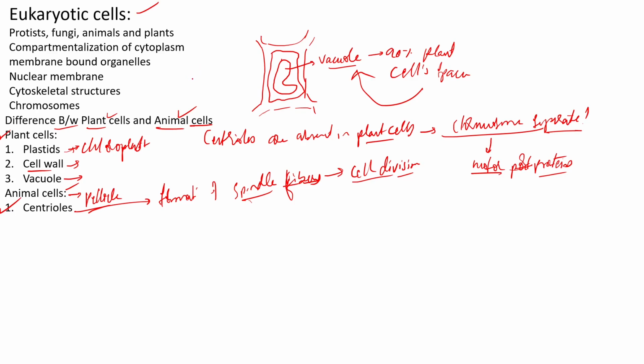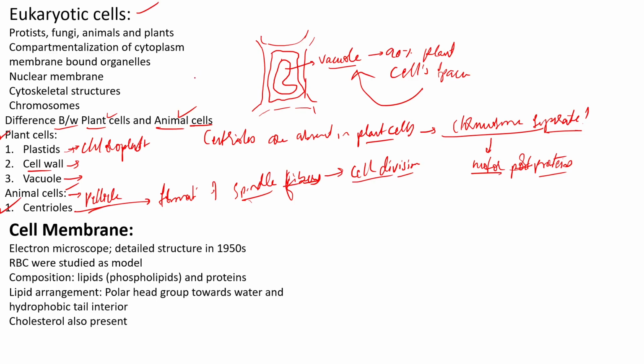So let us begin our discussion with the first important cellular structure, the most commonly heard structure in both plant cells and animal cells, that is the cell membrane. Mainly what? The cell membrane. Now, the structure of the cell membrane was not known clearly.